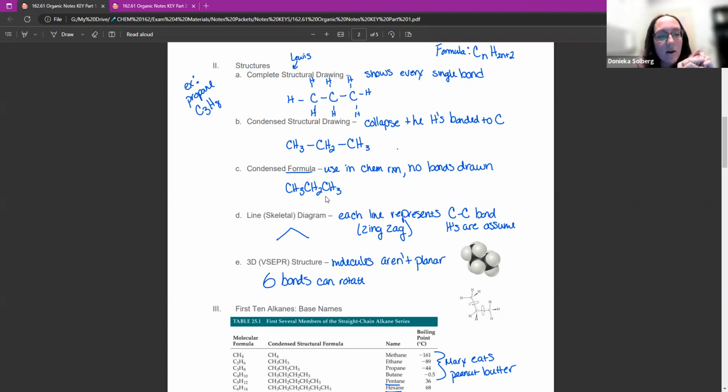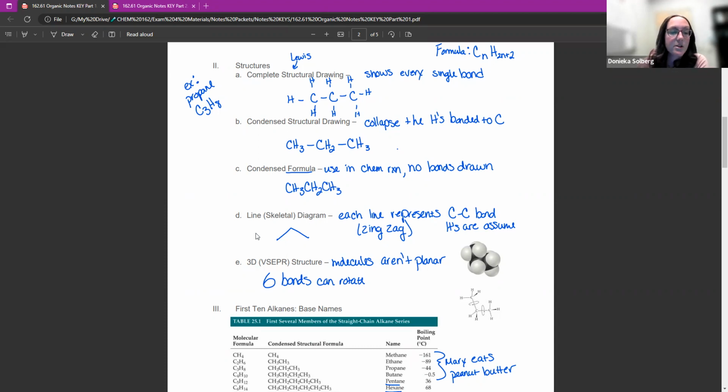Now, why am I not condensing it all the way down to C3H8? That's really because that doesn't tell me anything about the structure. And in organic chemistry, the structure matters. So writing out the formula in this way shows me how it's connected.